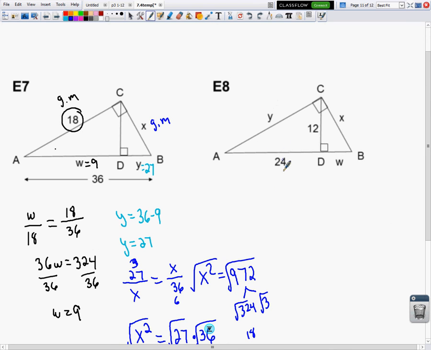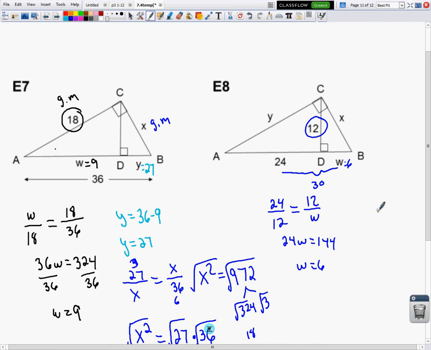What's y in example 8? If y is a geometric mean, I write it down twice. If I do that, though, what's going to happen? It's a geometric mean between 24 and 24 plus. Not a great place to start then, is it? What is 12? A better place to start. 12 is a geometric mean between what two numbers? 24 and W. 24W is equal to 144, which means W is 6. And I'm going to put that here. That means my whole hypotenuse is 30.